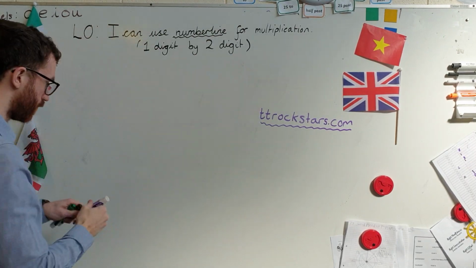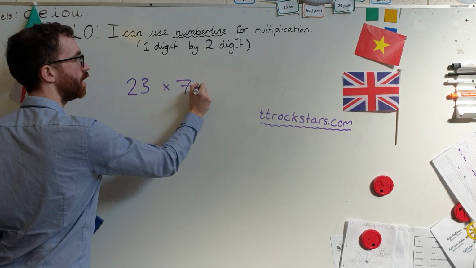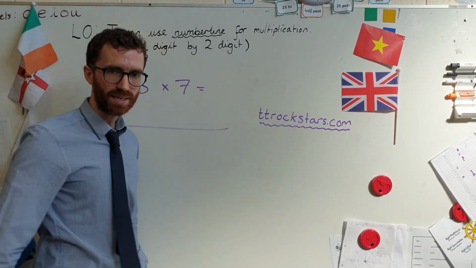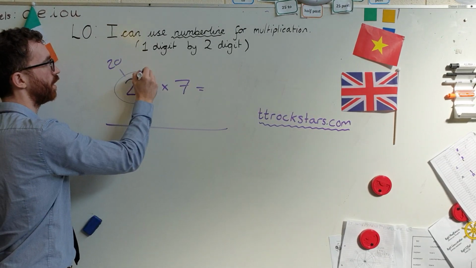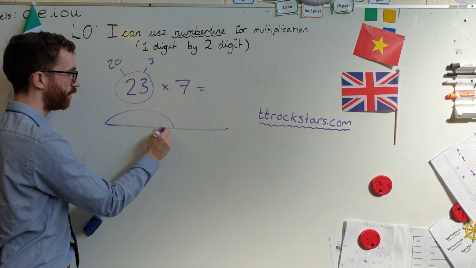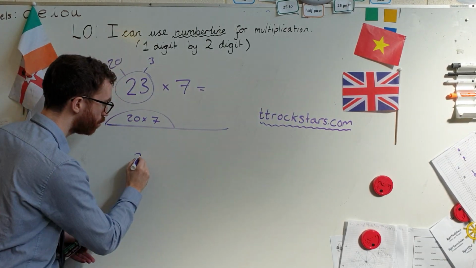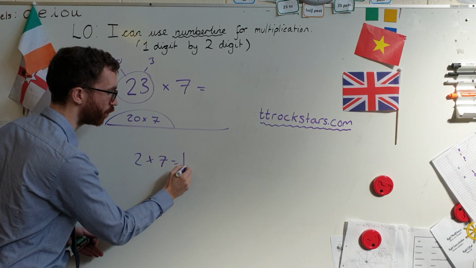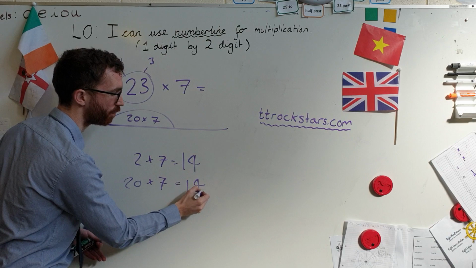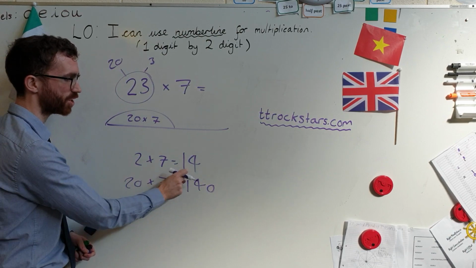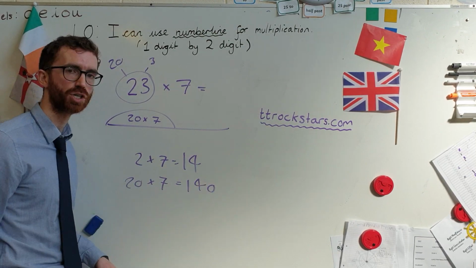Well, let's try another number then, shall we? Let's go for 23 multiplied by 7. Is it still that easy? Well, let's try. Let's partition it up. 20 and 3. So, first thing we're going to do is 20 multiplied by 7. It's really easy. You know that 2 times 7 equals 14. So 20 times 7 must equal 140, okay? That's 10 times larger, so that's 10 times larger. 2 times 7 is 14, so 20 times 7 must be 140.